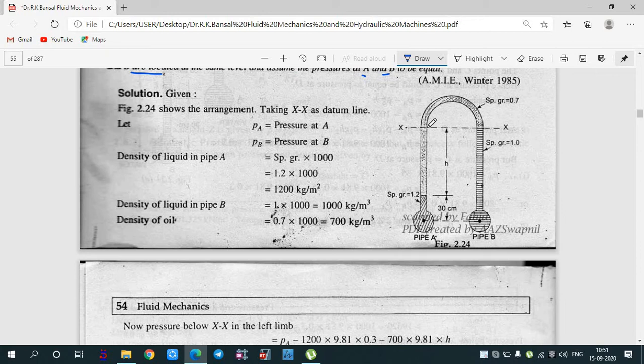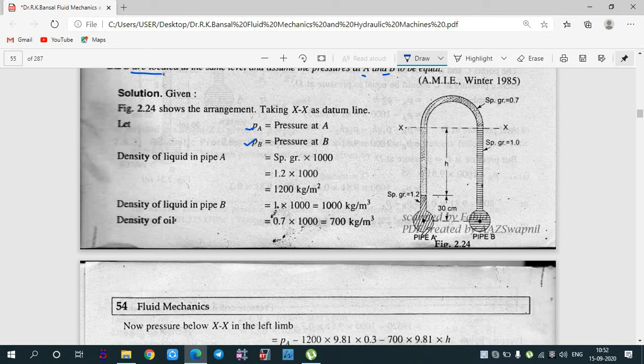So simply we need to apply what? We need to find out the pressure in the left limb, we need to find out the pressure in the right limb, then we will equate both the equations, we will get the height H. So initially the pressure which has been created in A is denoted by PA, the pressure which has been created in B is given by PB.